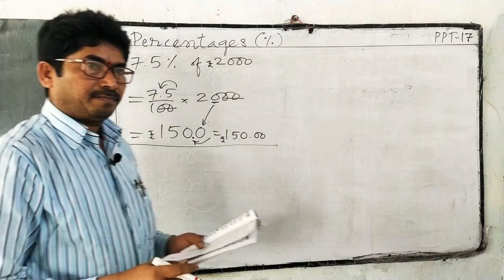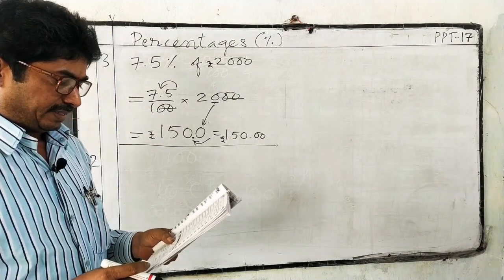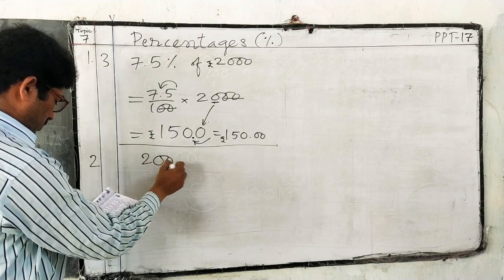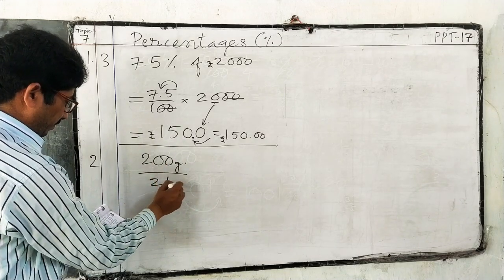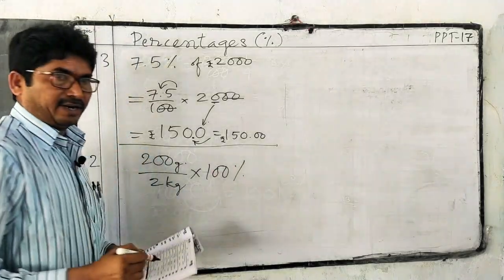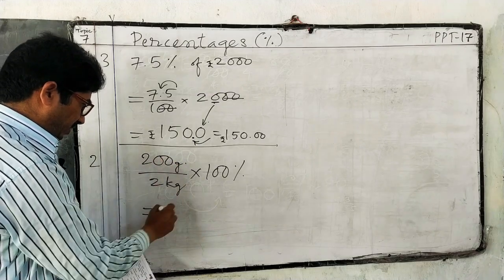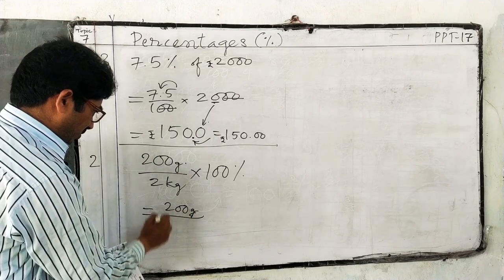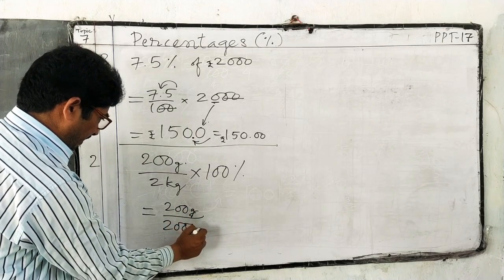Next, the second one. What percent is 200 grams of 2 kg? 200 grams of 2 kg. To find the percentage, multiply by 100 and keep the percentage sign. We have to make these the same units, so convert kilograms into grams. 2 kilograms is 2000 grams.